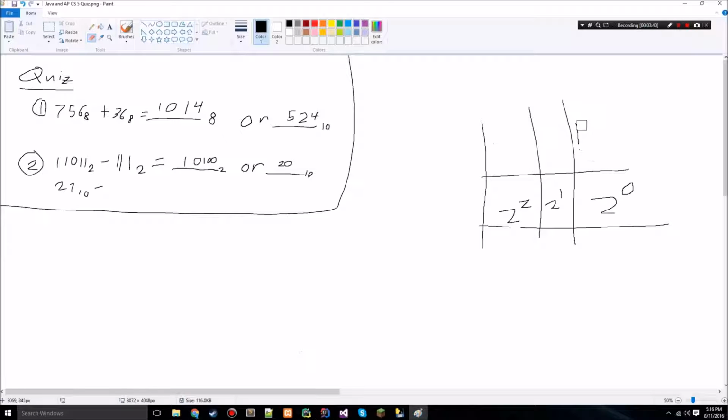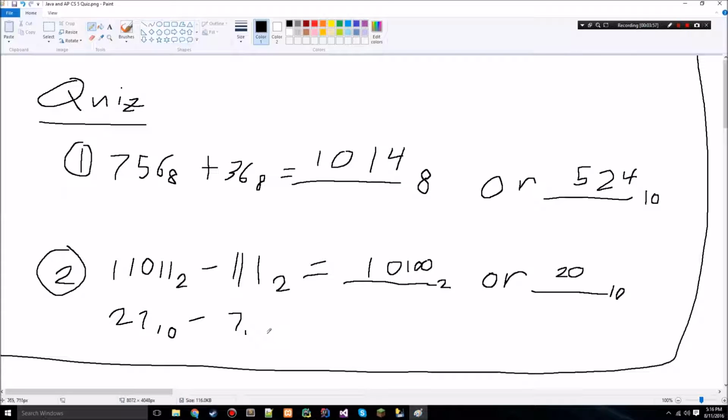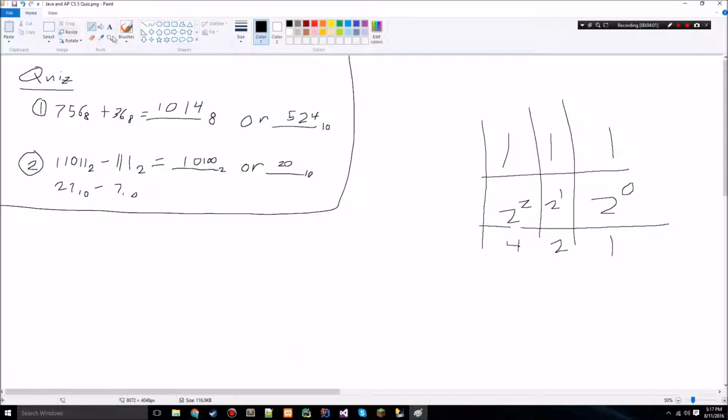So, alright, we have 1, 1, 1, so we go ahead and put 4, 2, 1 down. So we add 4, 2, and 1 together. That gives us 6, 7, so that gives us 7 in base 10. 27 minus 7, that gives us 20 in base 10. So we got our base 10 answer of 20.